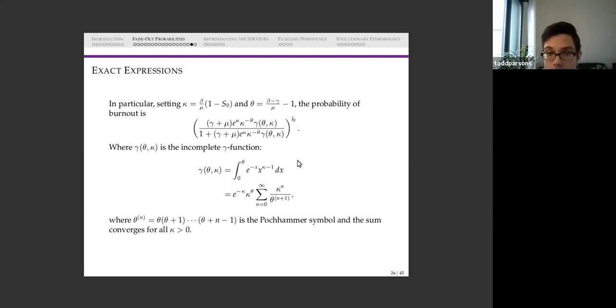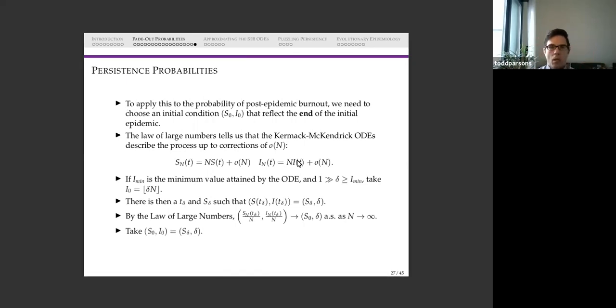So let's move on from here. This shows what's nice about branching processes: you can really do a lot with them analytically. So the question is, how can I turn this into saying something about this probability of persistence, which I define as the probability of surviving the end? We have this curve where the epidemic becomes large and almost all the susceptibles are gone. Do we see an extinction of the pathogen at the end of the epidemic, or do we see a second epidemic? That's what I call the probability of persistence.